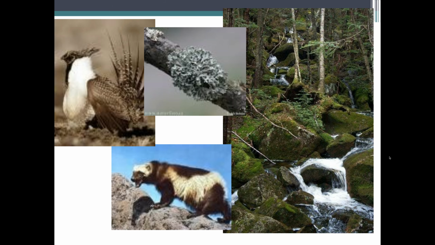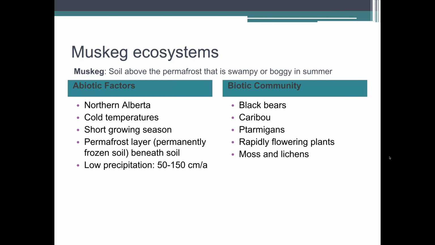The muskeg ecosystem is kind of further north. Muskeg is the soil that's above the permafrost, that's swampy and boggy in the summer. So this is the northern part of Alberta and mostly the Northwest Territories. Really cold temperatures, a really short growing season, and permafrost, so there's a layer of soil that's permanently frozen year round. And so the top part, when it defrosts, gets spongy because there's nowhere for the water to go. It can't seep in past the permafrost.